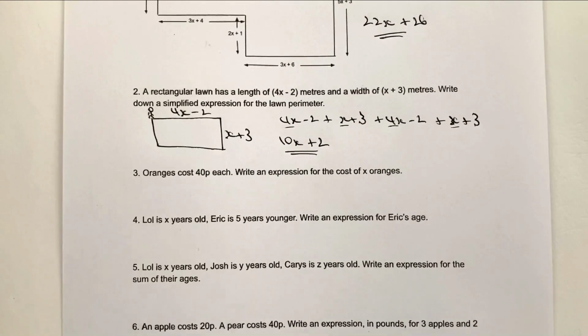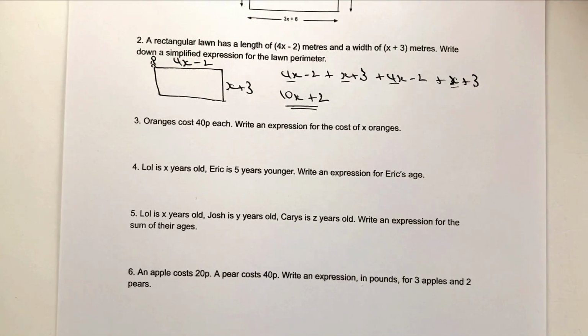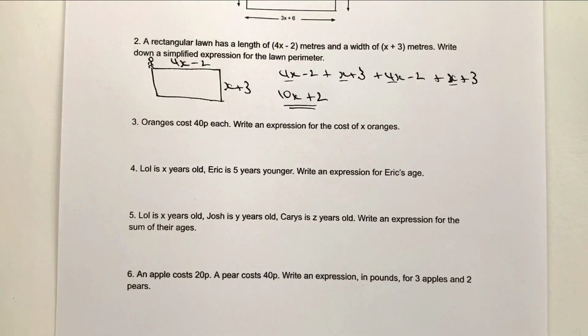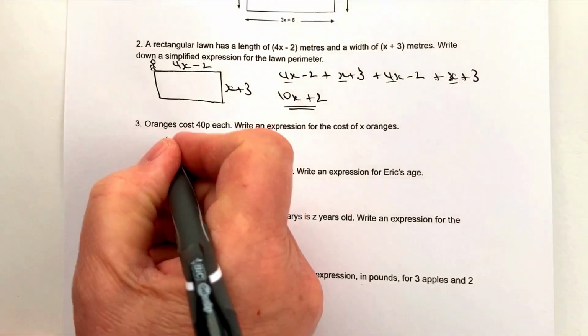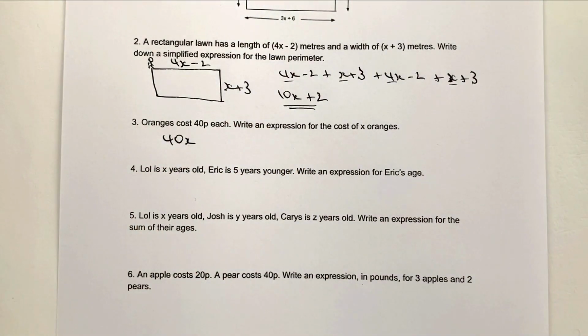Okay, let's move on then, some word problems. Oranges cost 40p each. Write an expression for the cost of x oranges. Well, it doesn't really matter. x could be 10, it could be 50, it could be 3. An expression for the cost would be 40x. So it's 40 times the amount of oranges that we're going to buy.